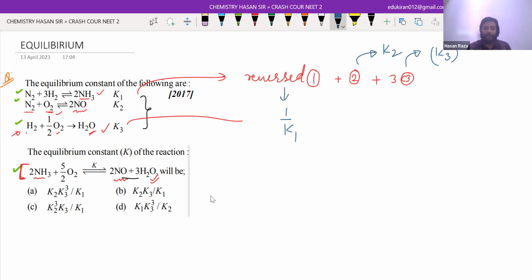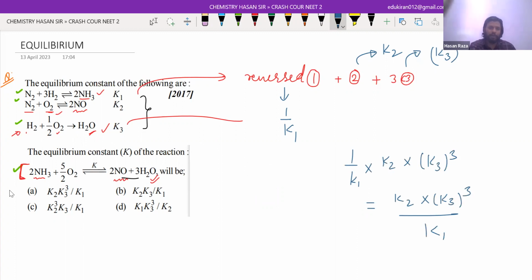and you will be getting the final reaction. So what I told you, when you are going to get an equation by adding two or more reactions, you just need to multiply the constants, and according to that, 1 upon K1 into K2 into K3 raised to the power 3. So you can see K2 into K3 cubed upon K1. So our answer will be K. Isn't it easy? Yes or no?